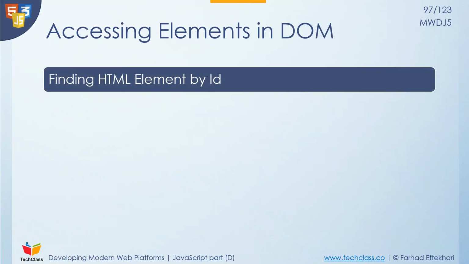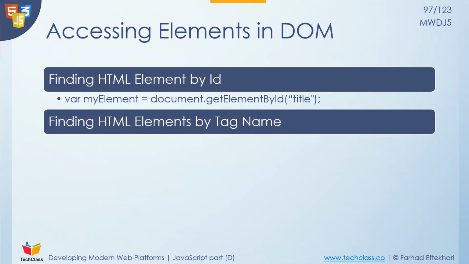Now let's discuss a little bit about accessing elements in the DOM. There are many ways that we can find elements in the DOM. One of them is finding HTML elements by their ID. You can assign an HTML element to a variable by using document.getElementById and then mentioning the ID of that element. After that, you can treat that variable just like that HTML element.